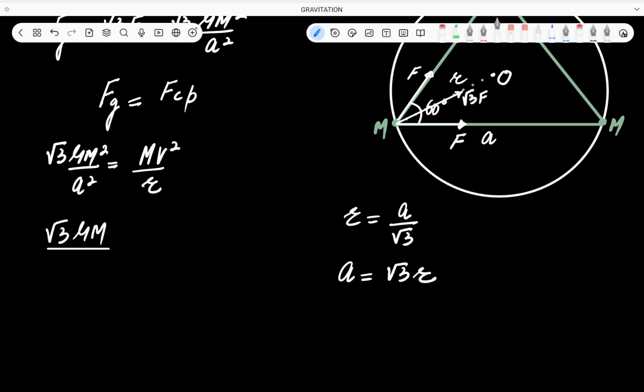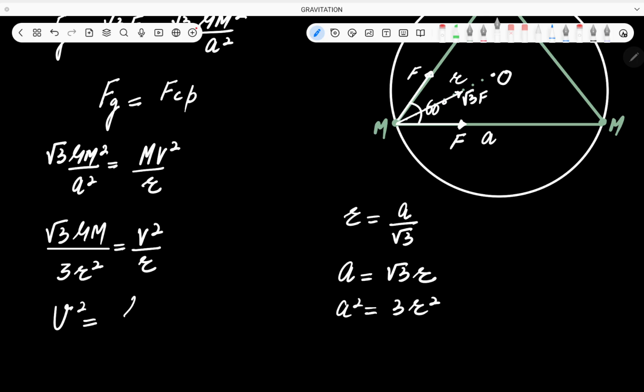तो a square के बदले में क्या लिख सकता हूँ? a square will be simply equal to 3r square. That's what I'm going to write down here. So a square is equal to 3r square, which is equal to mv square divided by r. In fact, this 1r and 1r is going to cancel, and we are finally left with this velocity square, which is equal to root 3 divided by 3 is Gm divided by root 3 multiplied by r. This is v square, isn't it?